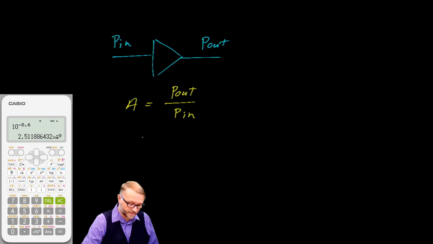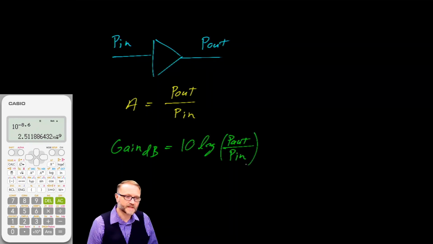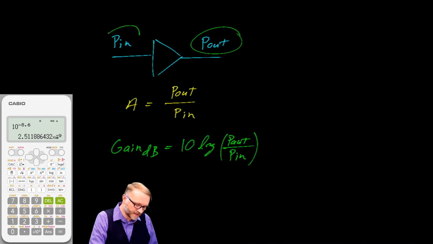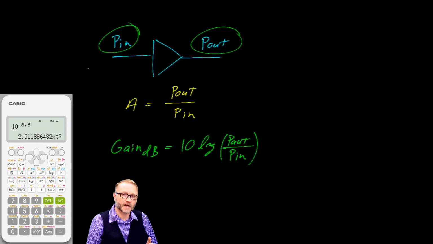When we did the logarithmic form, it was the same story. The gain in decibels was 10 log of power out over power in. Once again, it's a ratio. It's this compared to that. It's output compared to input. Again, this compared to that. There's always a relationship. Now watch this.